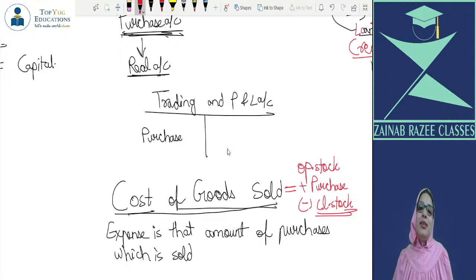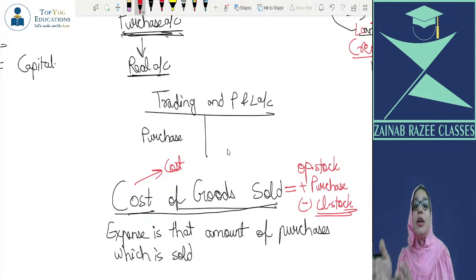Or in fact, if I simply tell you, cost of goods sold is the cost of those goods which I have already sold. As the name suggests, cost of those goods which I have already sold. That is actually a nominal account. That is an expense. Am I clear here?